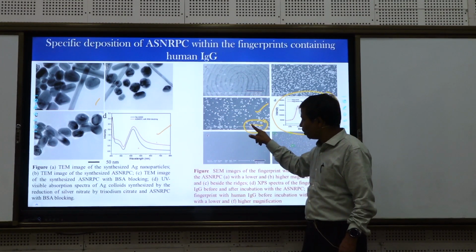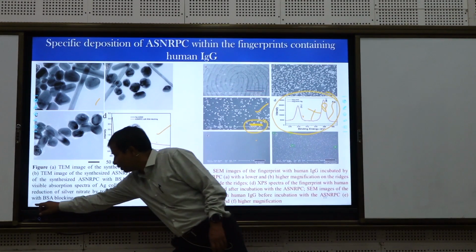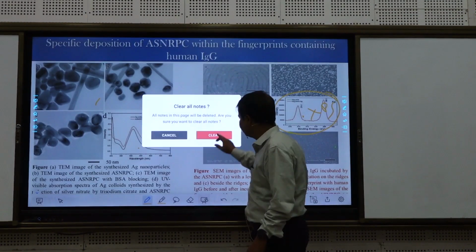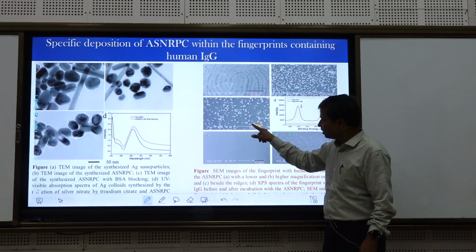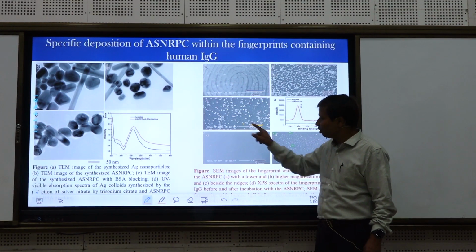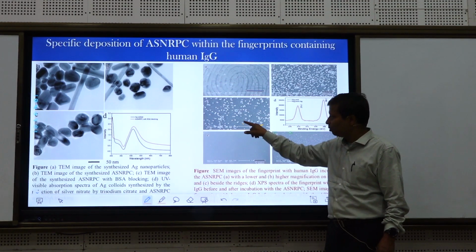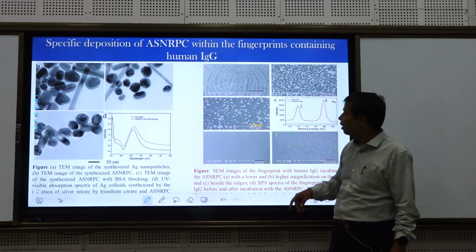So this size is important, this bar is important. Now this bar says that this much distance is 500 nanometer. And what will be the size of this? You can approximately find out.